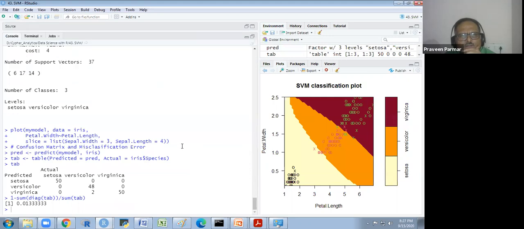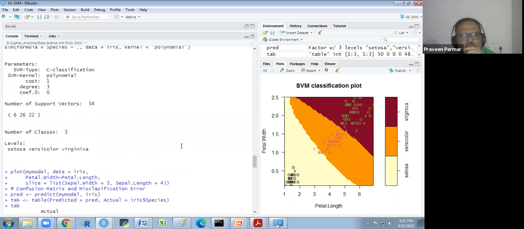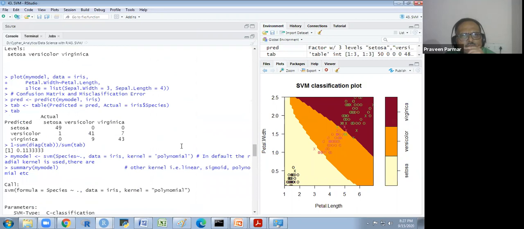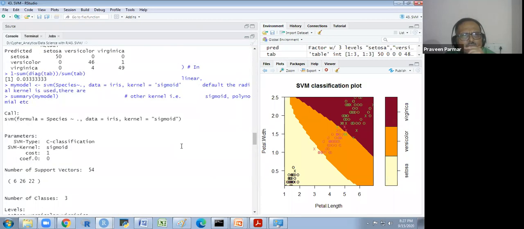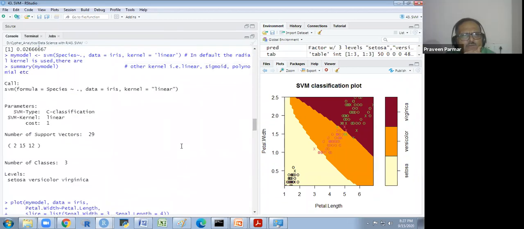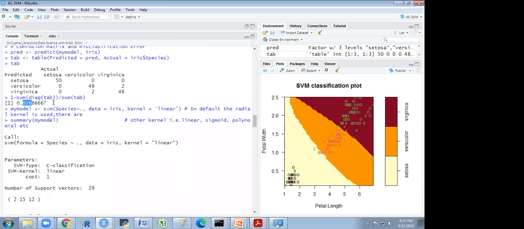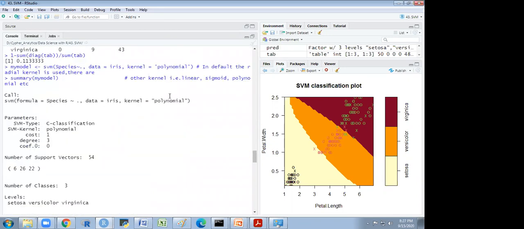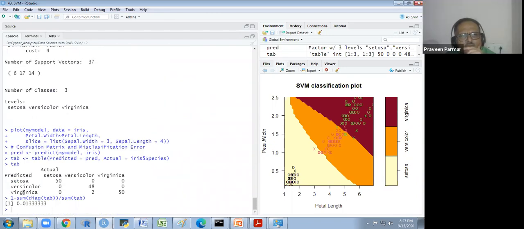We get 1.3, and previously what we got in the first case was 2 point something, 2.6. And here we are getting 1.3. So it is the best model. We have the minimum misclassification error. Here we are getting very few, only 2. There is no misclassification elsewhere, only here. This is our best model.